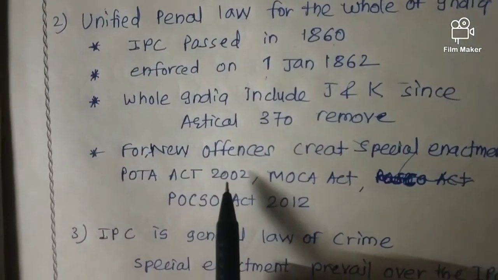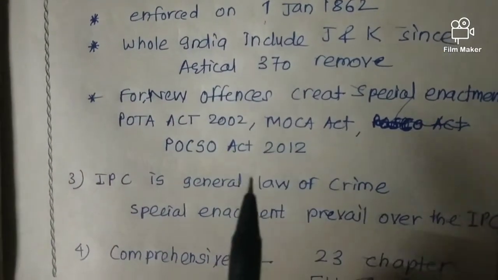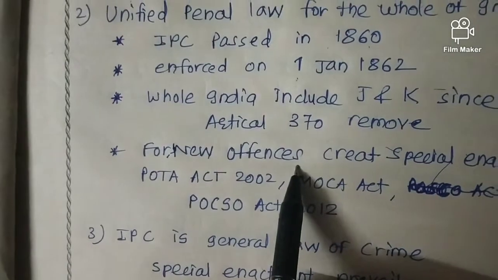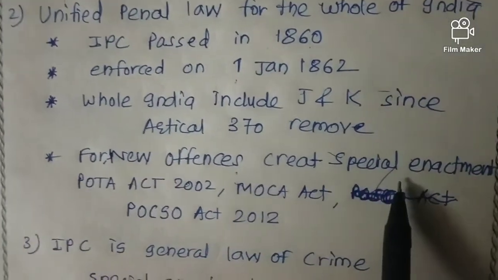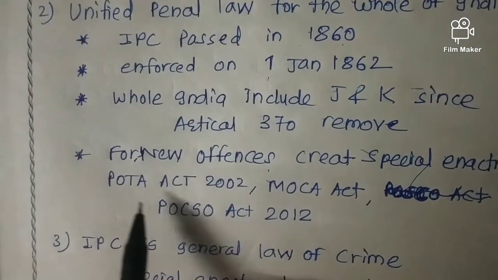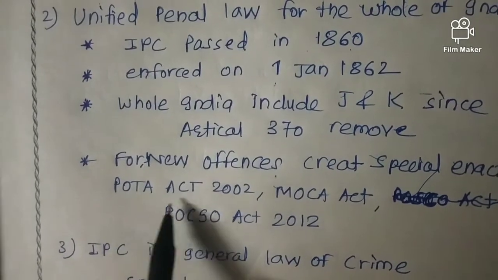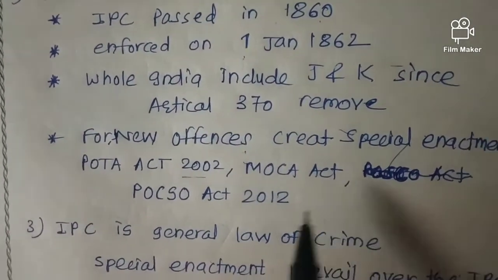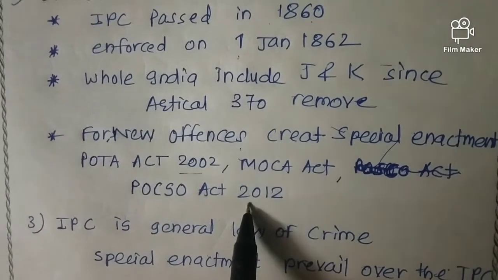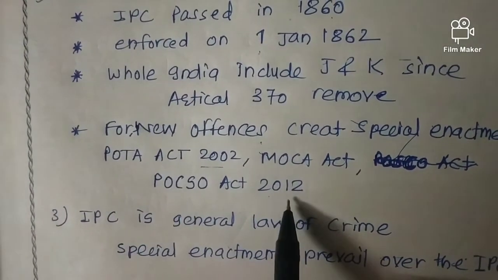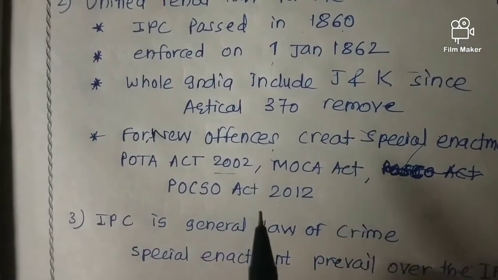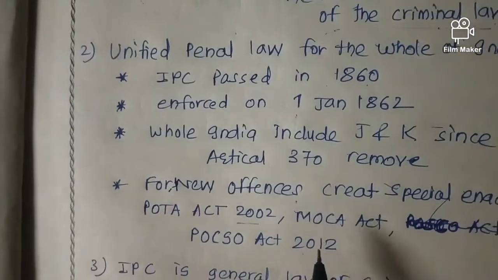It covers as many offences, but as per the changing times, new offences are created by special enactments. For example, POTA Act, Prevention of Terrorism Act 2002, Maharashtra Organized Crime Act and POCSO Act 2012. These are special acts other than the IPC, that is a general code of criminal law.